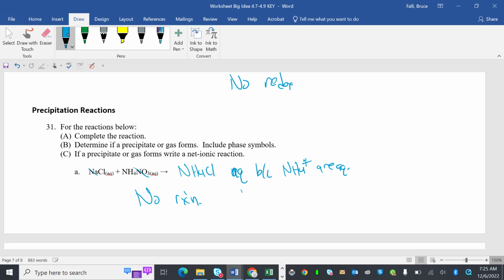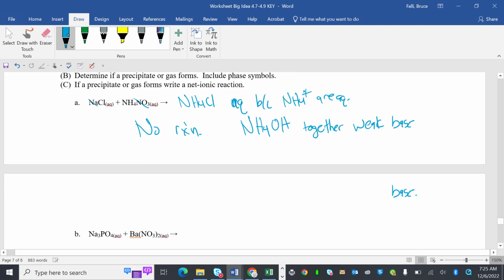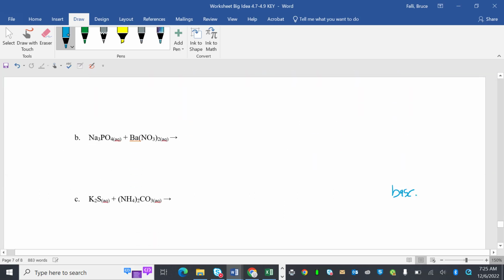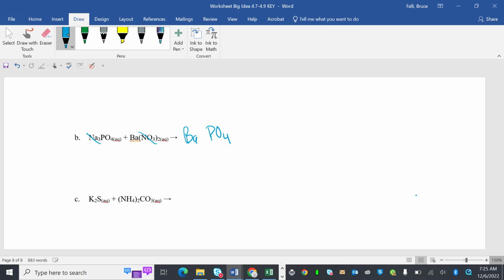Now remember, NH4OH forms because it's a weak base, but other NH4s don't. They ionize. Boom, boom. So, what am I going to make? I'm going to make some barium nitrate. No, I'm sorry, barium phosphate. Check my charges. Barium is plus 2. Phosphate is minus 3.